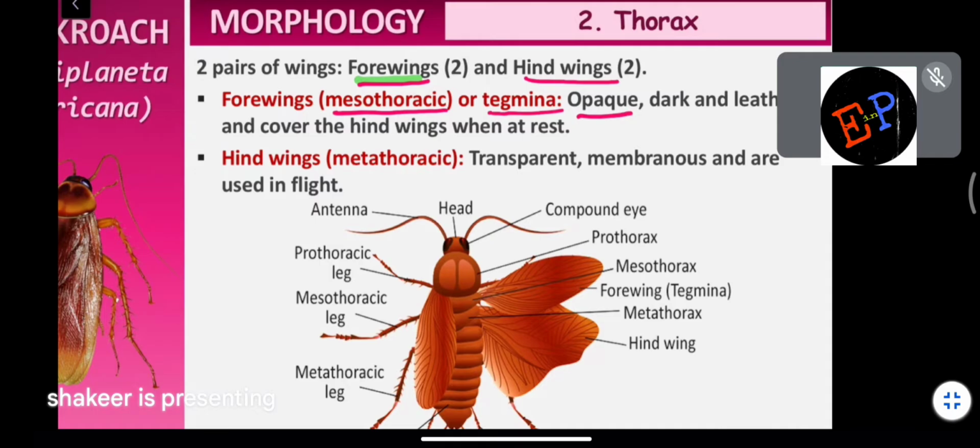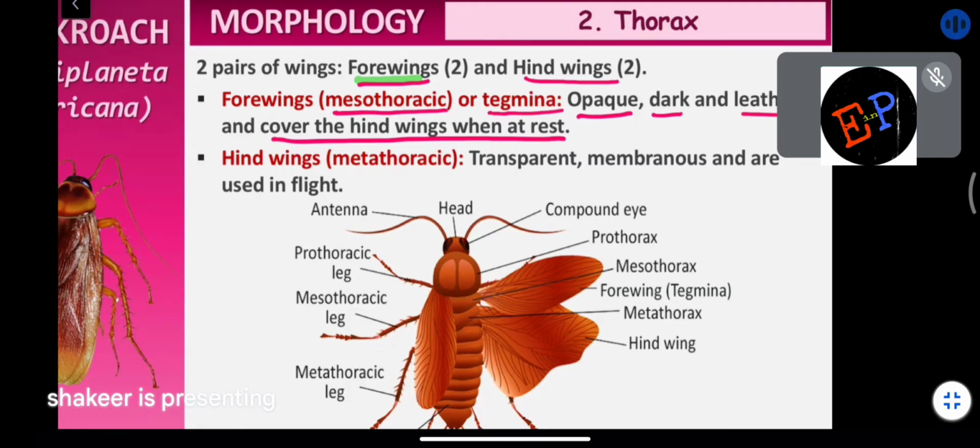They are opaque. Opaque means they are not transparent. These wings are not transparent. They are dark in color, leathery, and cover the hind wings when at rest. So what is the function of these four wings? The function of the four wings is covering the hind wings.